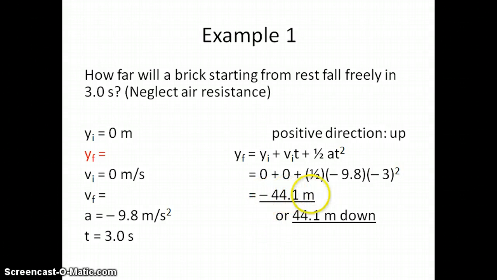Can we get a negative number? Sure, because we started out at 0 and we said our positive direction is up. So our final number is negative 44.1 meters. Or you can say 44.1 meters down. So in 3 seconds, the brick falling from rest is going to go 44.1 meters. Obviously, it's going to go down. When you let go of something, it's not just going to float up into the air.